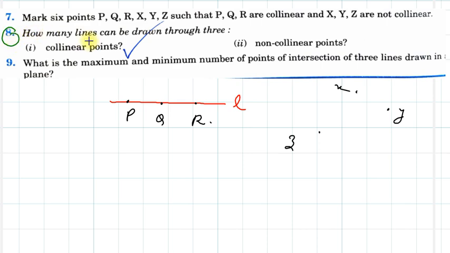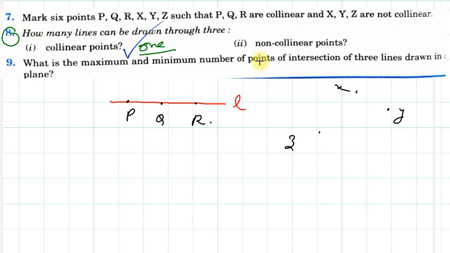So question number 8. How many lines can be drawn through 3 collinear points? So through 3 collinear points we can draw, as I have just drawn here, only one line. So the answer would be 1.